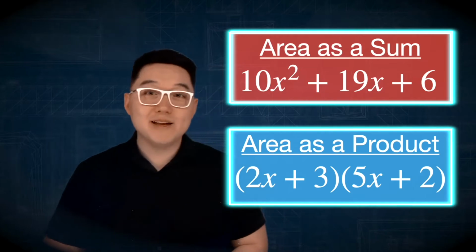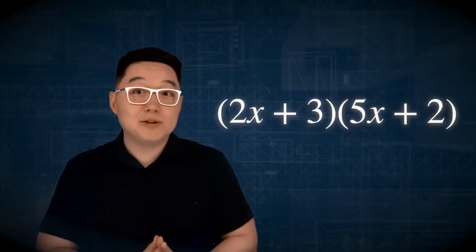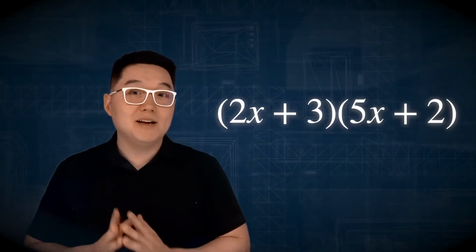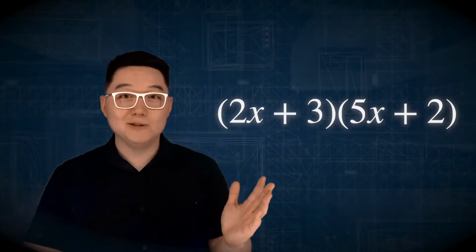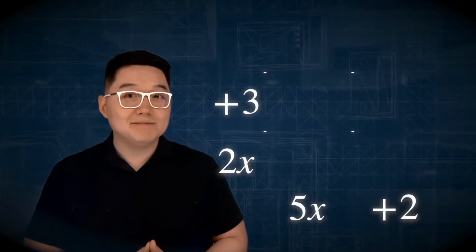We're going to do that by drawing a generic rectangle. For example, let's say we have 2x plus 3 multiplied by another binomial, 5x plus 2. We're going to use a generic rectangle to multiply it out. Let's see what we get.